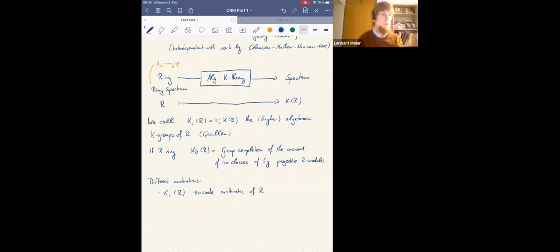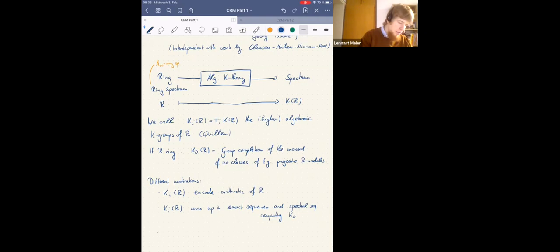And so the higher K-groups come up in exact sequences and spectral sequences computing K0. As in ordinary homology, even if you are only interested in H0, like whether something is connected or not, in some arguments you always will use higher homology stuff.